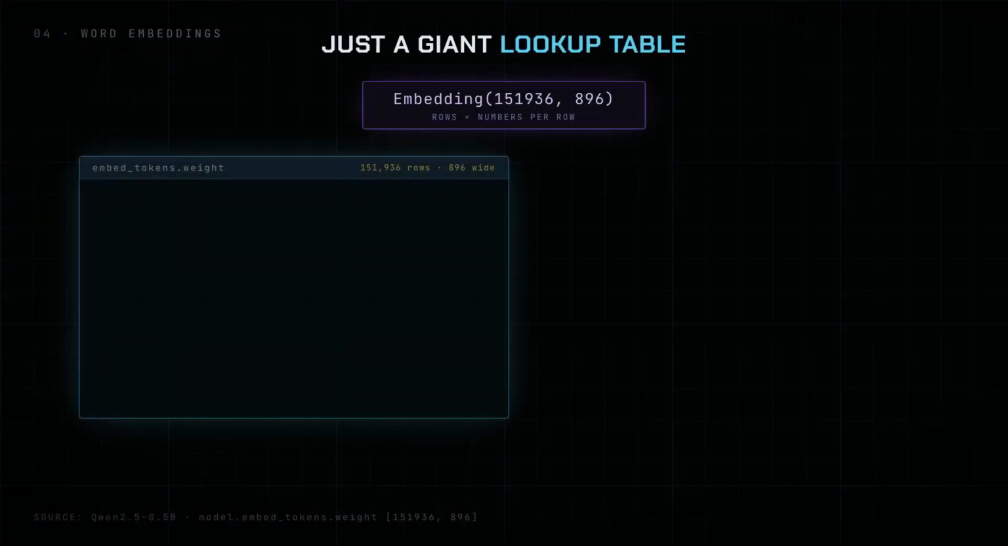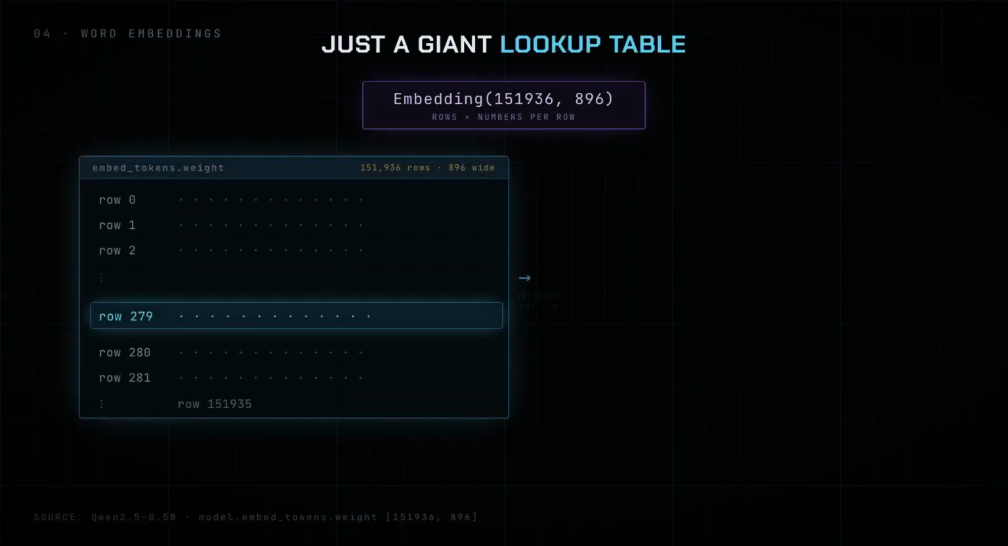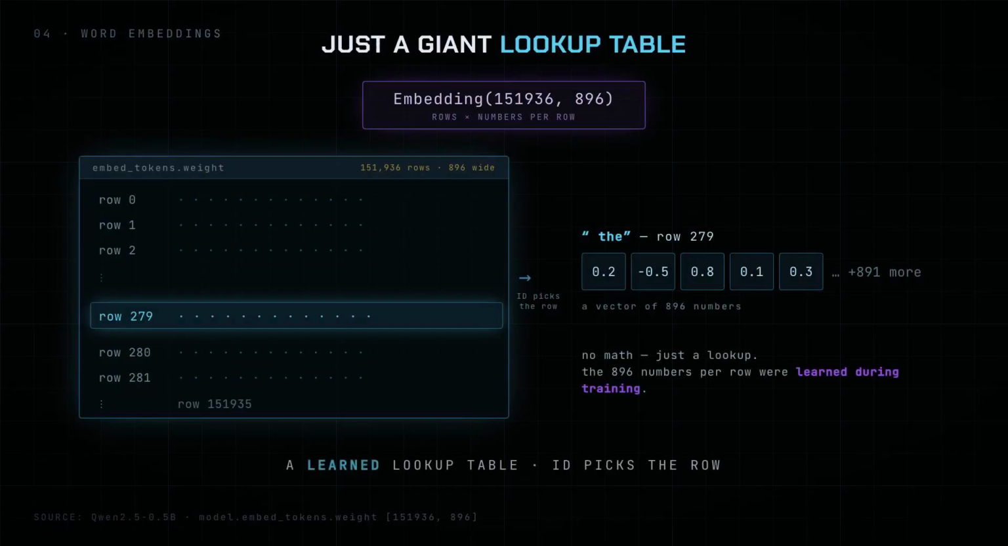There's no clever math here. It's literally a giant lookup table. 151,936 rows, each 896 numbers wide. The ID just picks the row. The magic is that these numbers were learned during training.